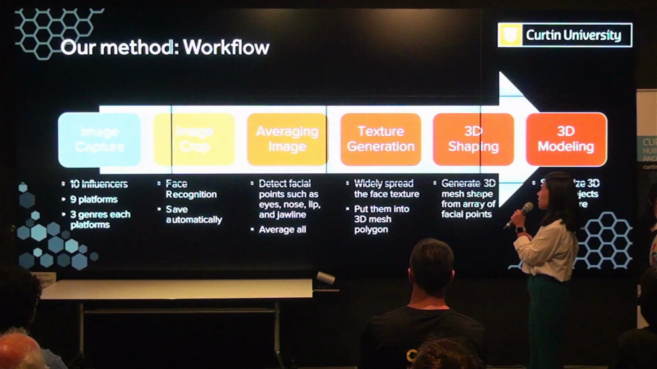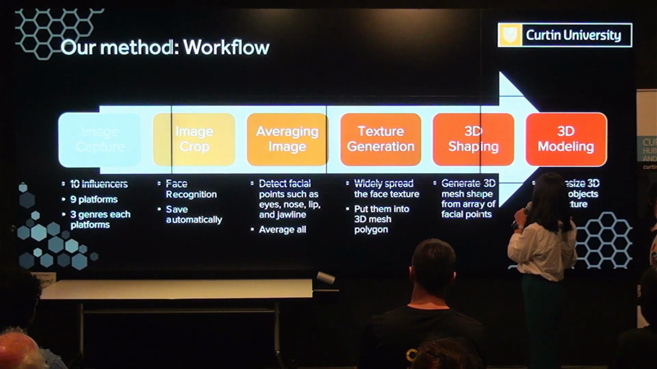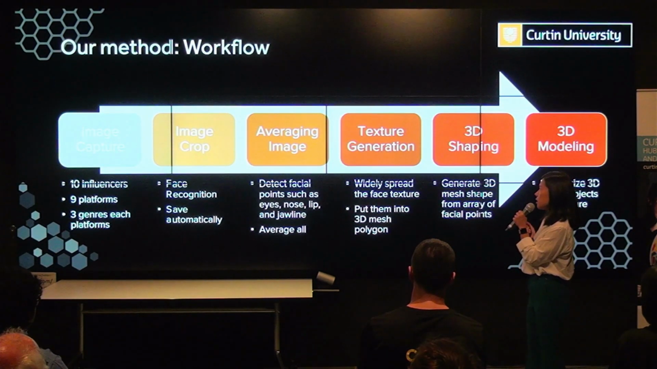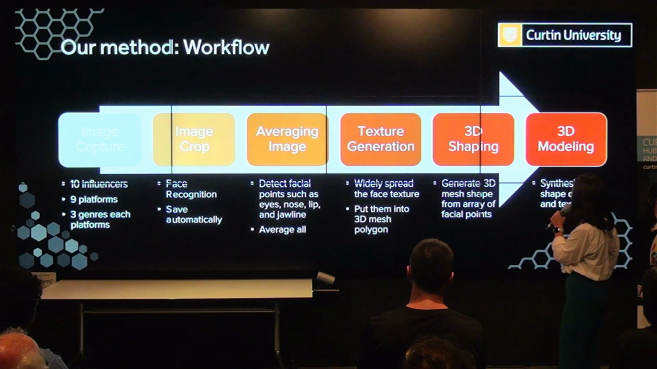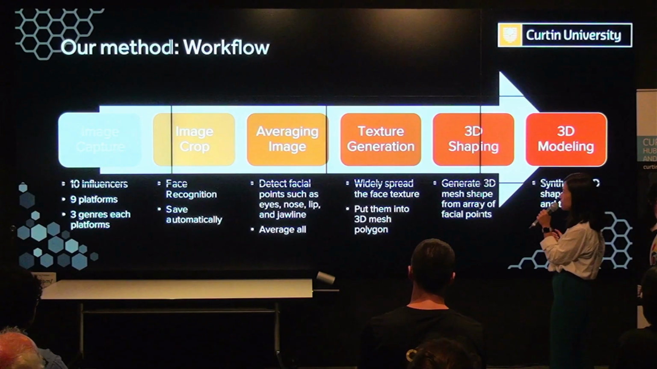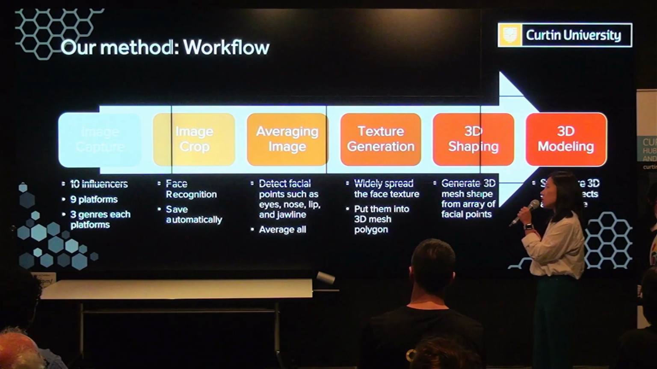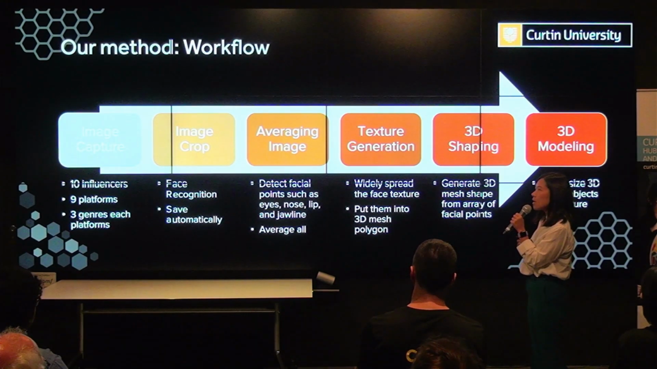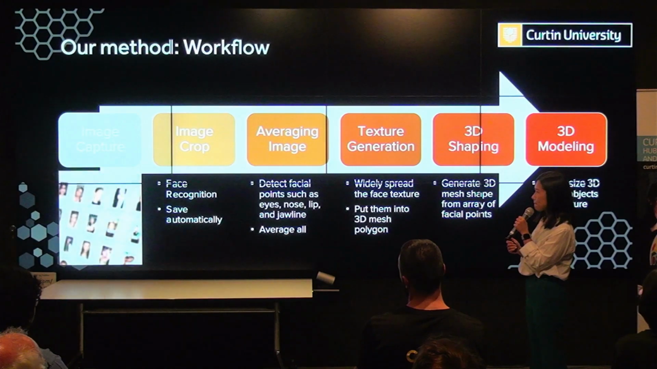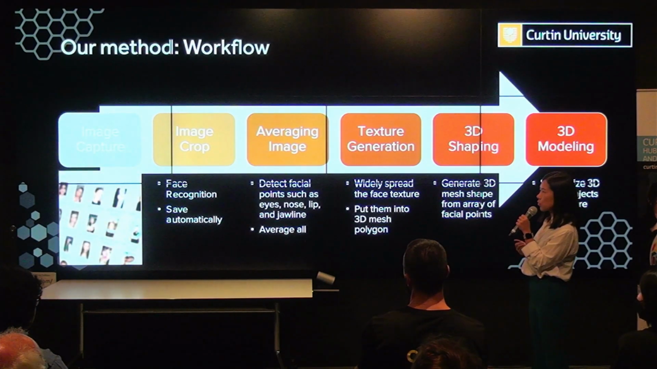So our method starts with image capture, image crop, averaging image, texture generation, 3D shaping, and 3D modeling, in 6 steps. First of all, we start by manually saving the image captures. Every day we collect 10 influencers from 9 platforms in each of 3 genres. These images show one example of how I collect.